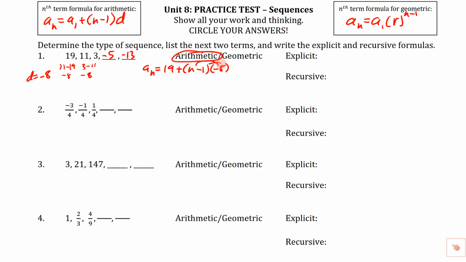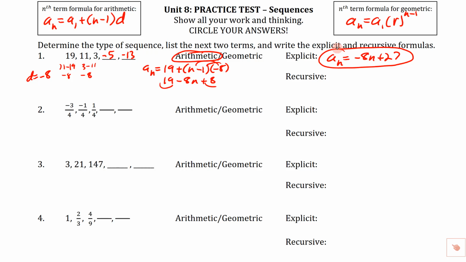So we're going to distribute and then simplify. This is going to be 19 minus 8n, and then plus 8 when we multiply there. And then we've got a couple of like terms. So the explicit formula looks like this: a sub n is equal to -8n, because we like writing that variable term first, and then we put the two constants together and we get plus 27. So that right there is the answer for the explicit formula.